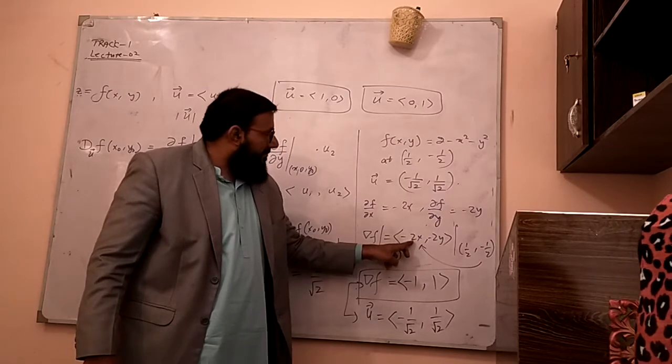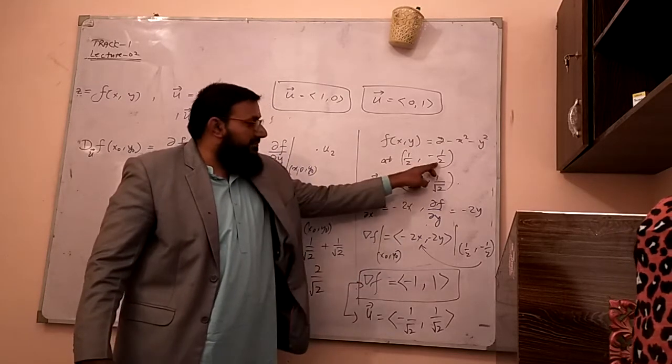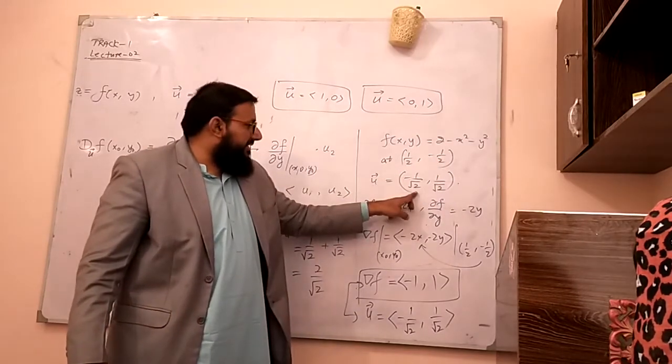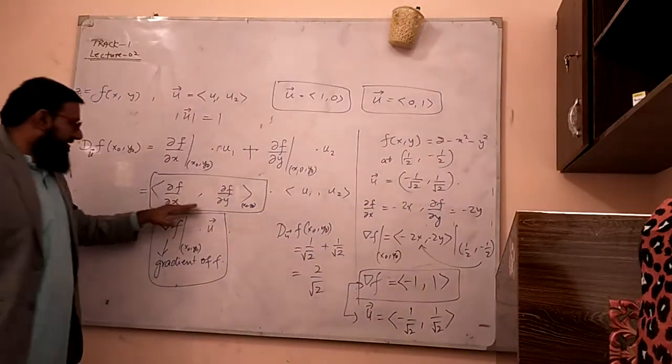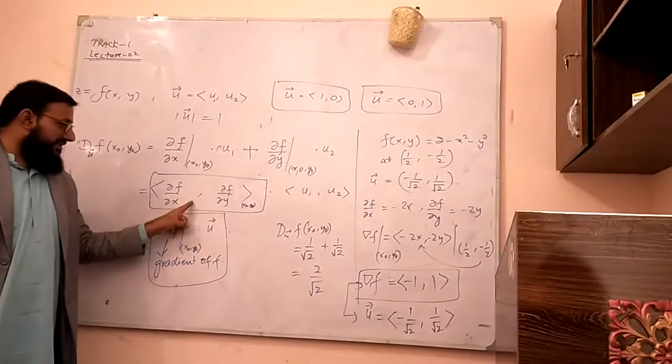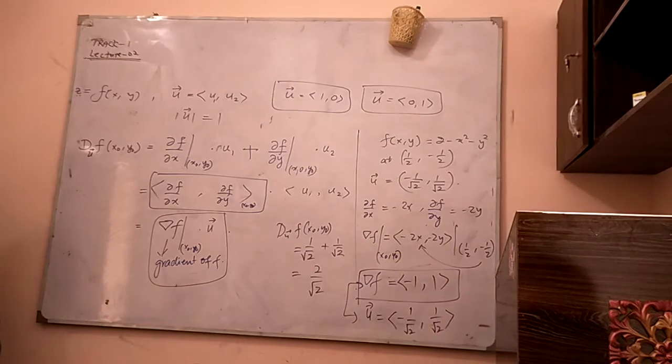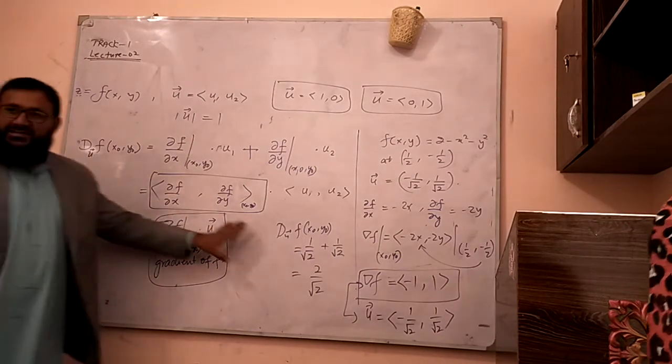This is the point x naught, y naught. And this is your vector u. You just find this and you put the value of x naught, y naught here, and then you take the dot product with the vector u. Whatever, but the method is okay.